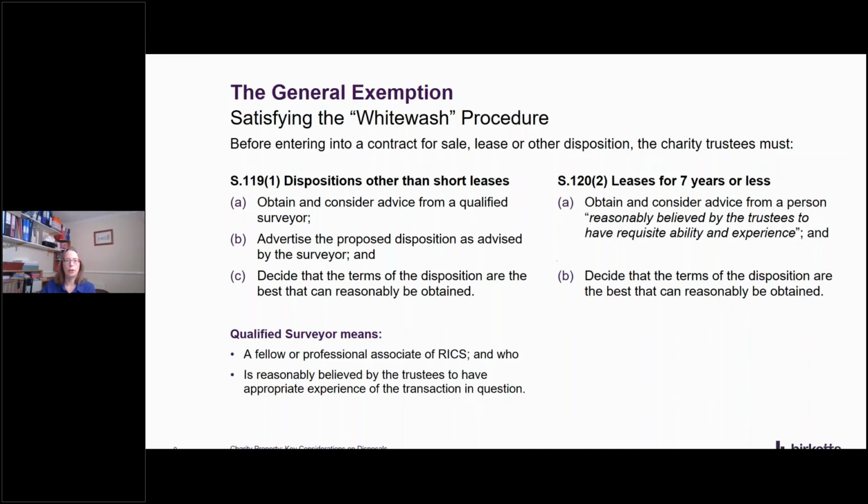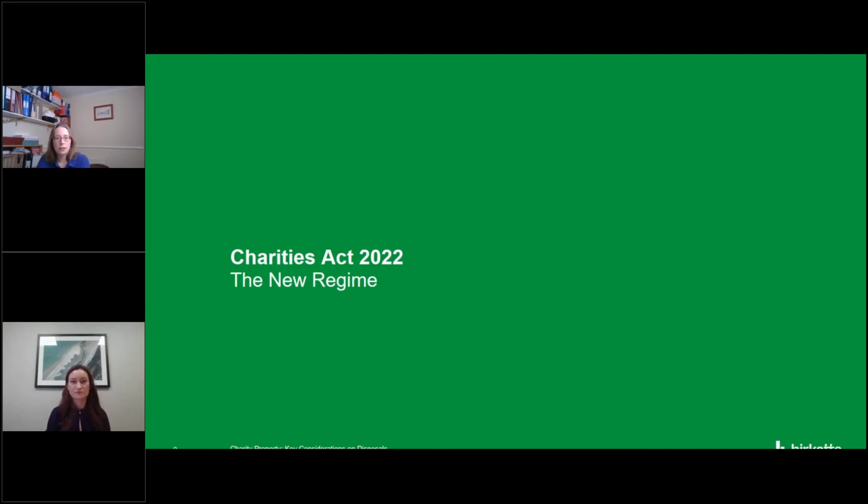So moving on to the next slide. It's time for me to hand over to Hannah, who will explain the changes to this regime, which are introduced by the new Act, Charities Act 2022. Thanks, Louisa, that's great. So let's take a look at what's going to change.